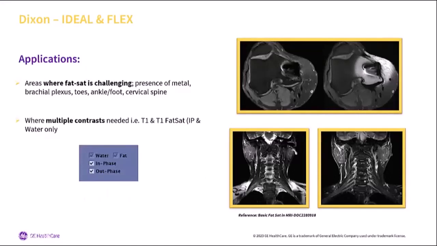The main applications for the Dixon techniques are where we are scanning challenging anatomies. So it is very good for different interfaces, so neck and shoulders, and is also very good with metal, as we can see on images represented here. The other advantage is that we produce multiple contrasts with one acquisition.